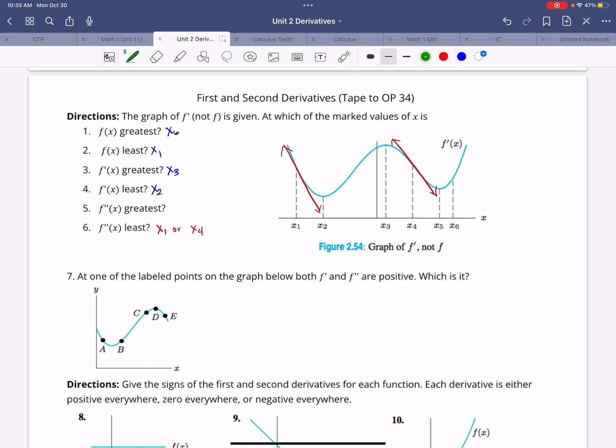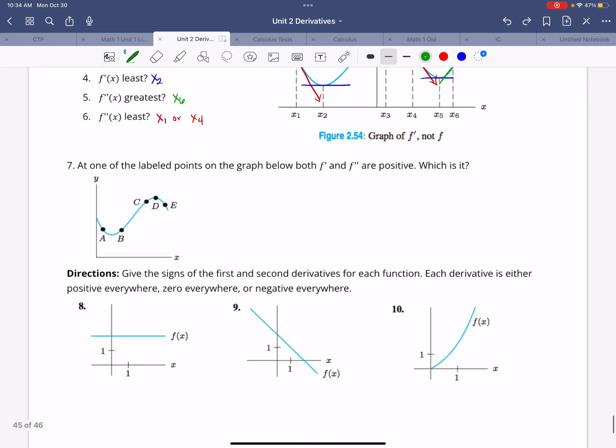But for the greatest second derivative, it's going to be about the slope. This has a slope of 0. This has a slope of 0. Here's another slope of 0. This has a positive slope. So x sub 6 is the only point given to us that has a positive slope. I mean, we're positive here as well, but again, there's no x sub 7. So it's only based off the x values that are chosen for us.